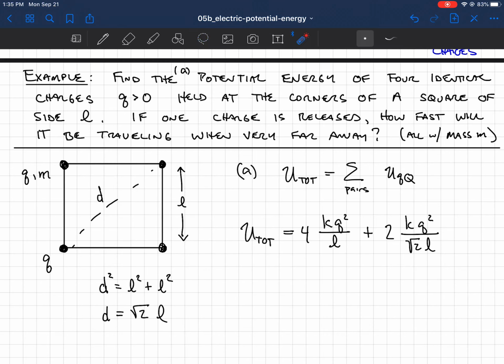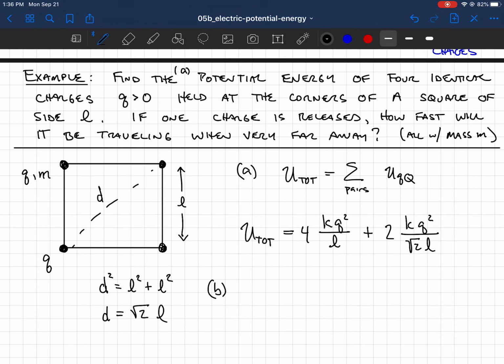Now part B, it says if one charge is released, how fast will it be traveling when very far away? So you take one of these charges and you detach it from the wall, however it was fixed there, and you let it go. And of course, because it's going to experience repulsive forces from these other charges, it will start to go away. So the question is, how fast will it go? Well, it'll go at a different speed now than later, but eventually it won't feel any more force, and so it'll settle down to a single speed, which it will have as it gets to infinity.